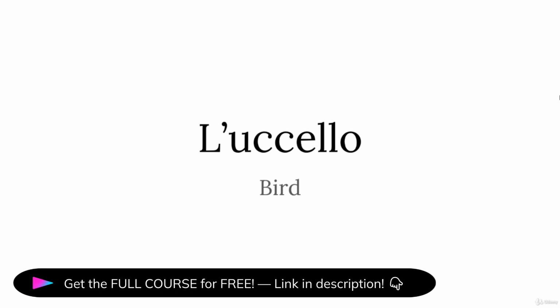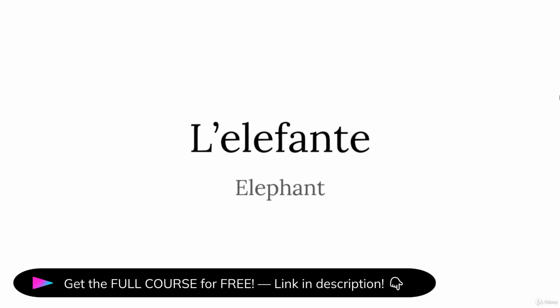So here, once again, the article is lo. But as the word starts with a vowel, you delete the O and you put an apostrophe. L'uccello. So it's a masculine word. Okay? The elephant. L'elefante. And here we have the same situation. So the L with an apostrophe, that was for lo.